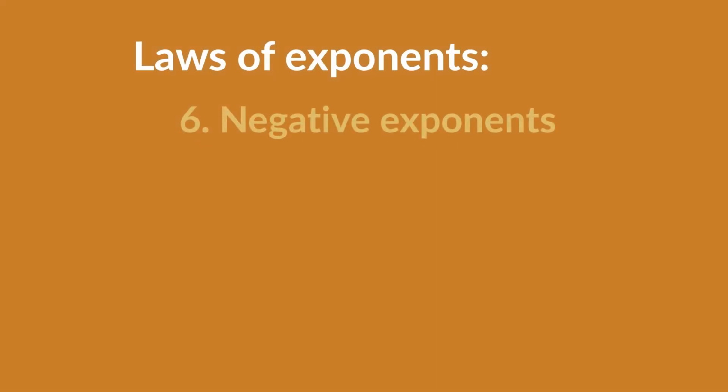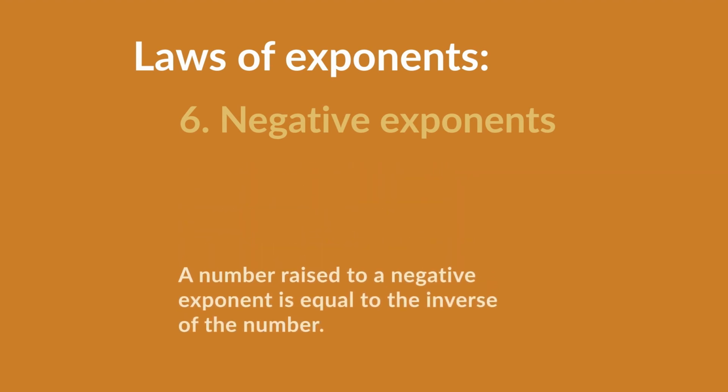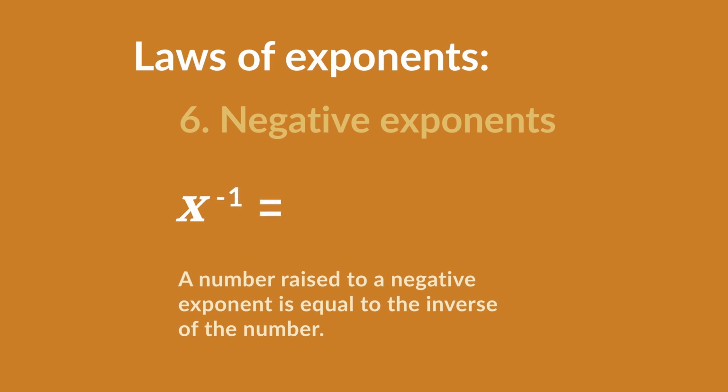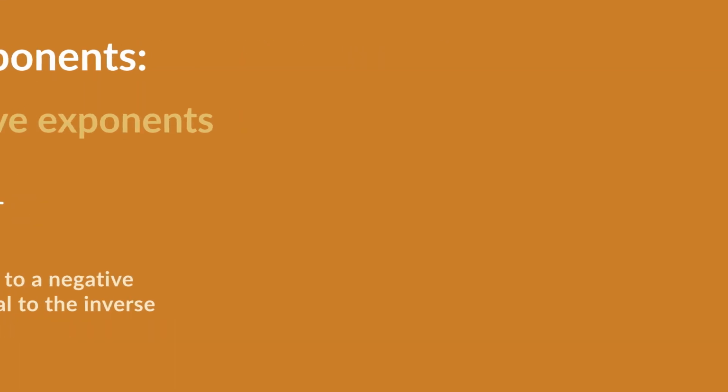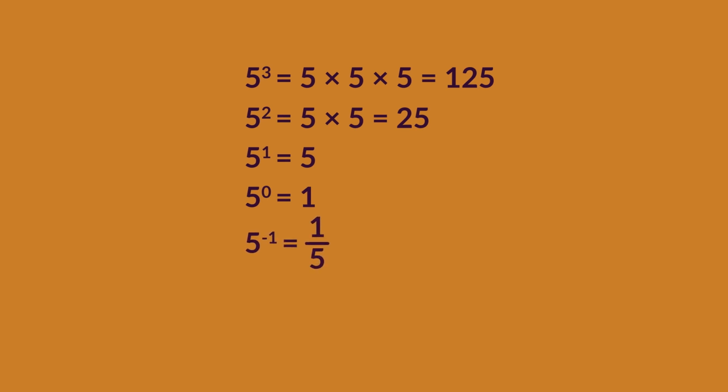The negative exponent law states that a number raised to a negative exponent is equal to the inverse of the number. So, for example, x raised to the power of negative 1 is equal to 1 divided by x. To understand how negative exponents work, have a look at the pattern in this sequence of exponents formed by powers of 5. 5 to the power of 3 equals 125, 5 squared equals 25, 5 to the power of 1 is just 5, 5 to the power of 0 is 1, 5 to the power of negative 1 equals 1/5, and 5 to the power of negative 2 equals 1/25. You'll notice that at each stage we divide the answer by 5 to get the next number in the sequence.